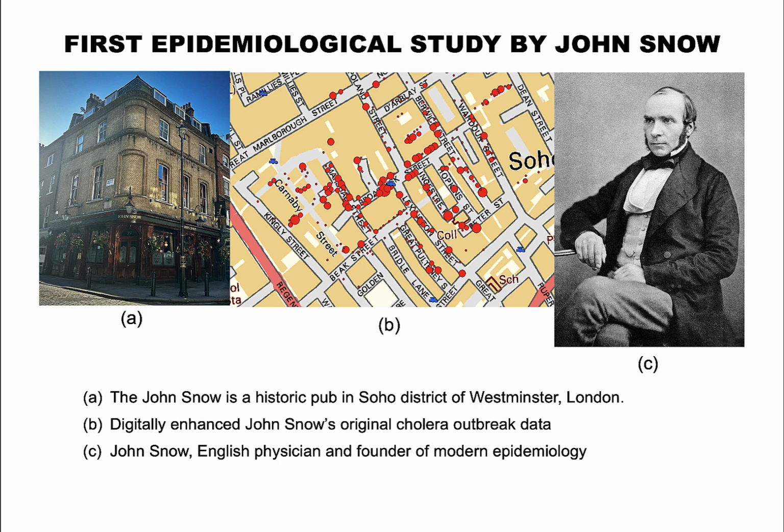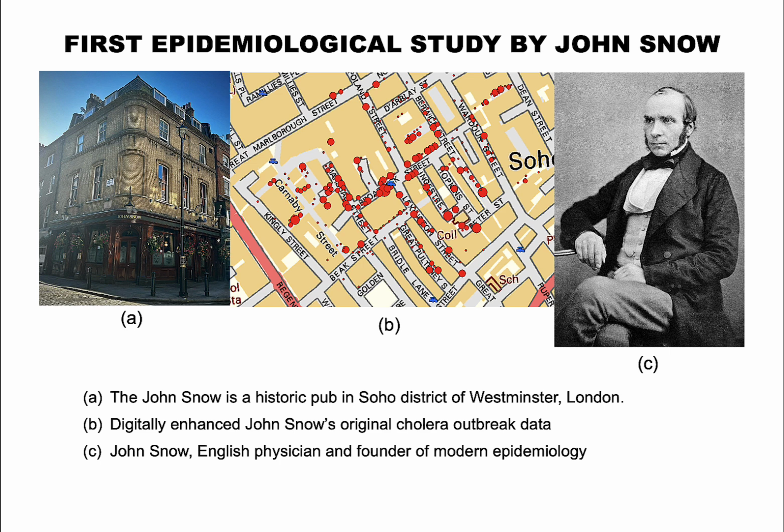The John Snow Public House in Soho, London, was originally known as the Newcastle upon Tyne, dates back to the 1870s, and was reconstructed at the location of the water pump identified by John Snow as the source of a cholera outbreak in 1854.